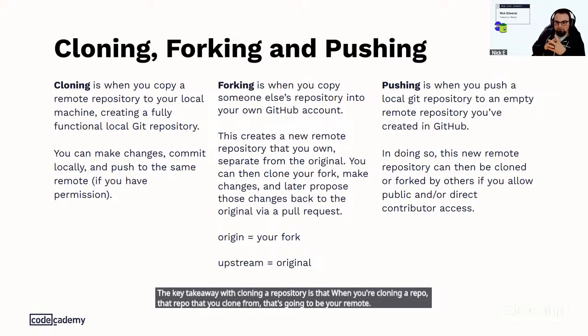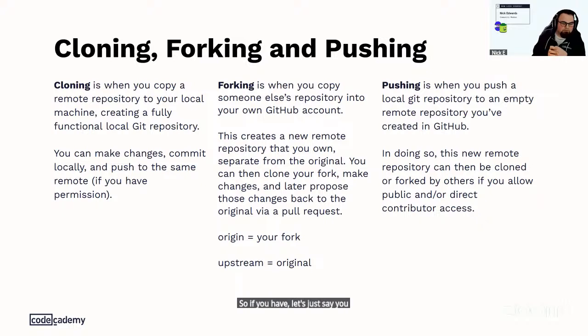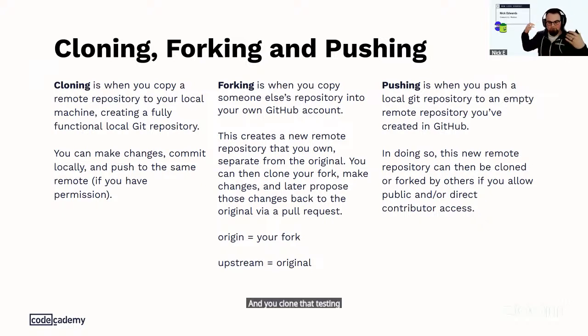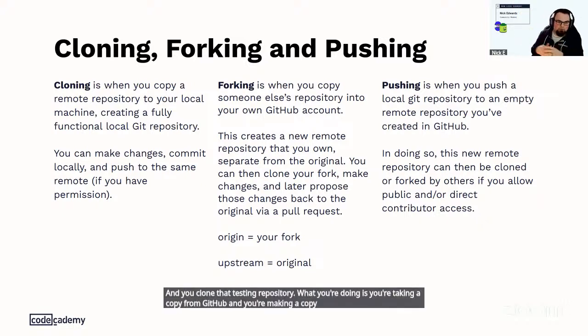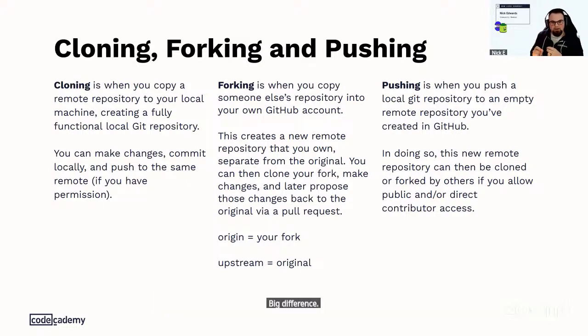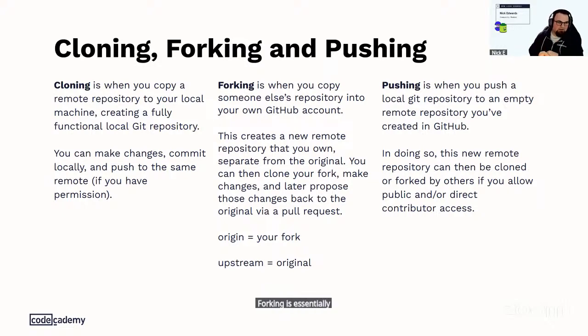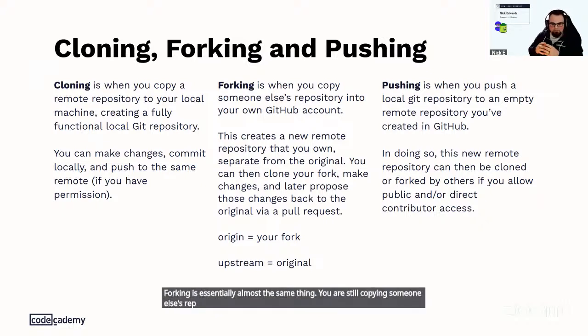So if you have, let's just say you go to a GitHub repository called testing, and you clone that testing repository. What you're doing is you're taking a copy from GitHub and you're making a copy of that repo on your local machine. The big difference. Let's talk about forking next, and then I'll talk about the difference between the two. Forking is essentially almost the same thing. You are still copying someone else's repository into your GitHub account. You're still copying someone else's repository.